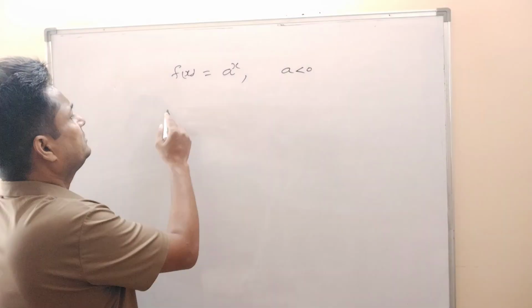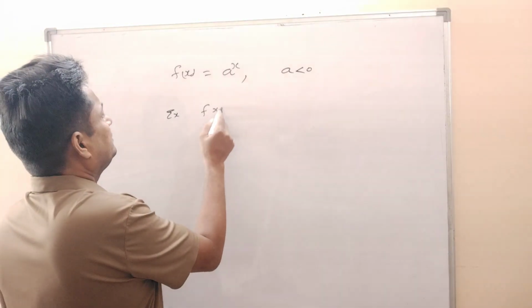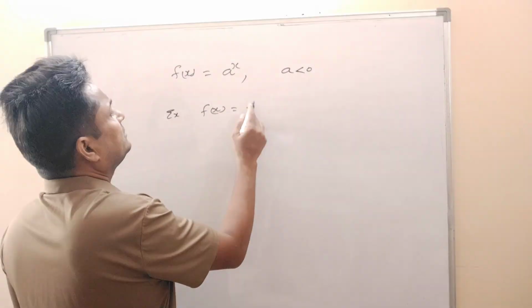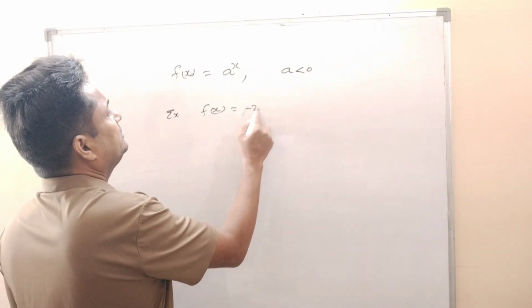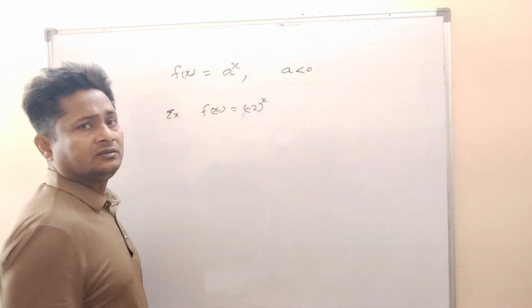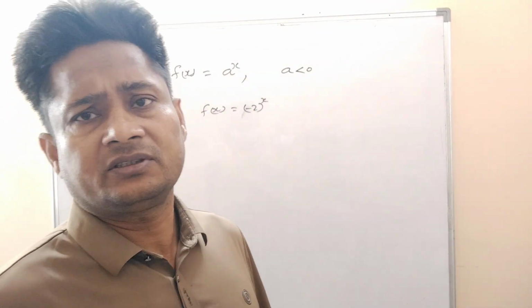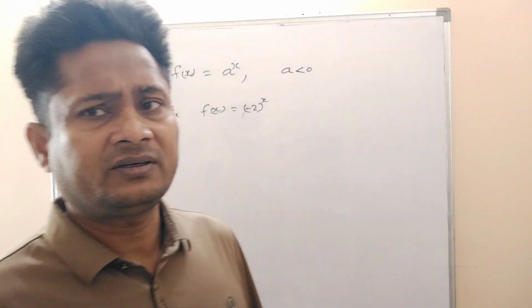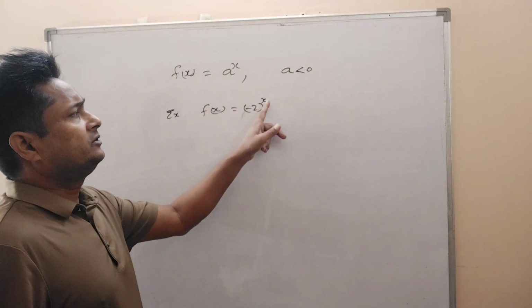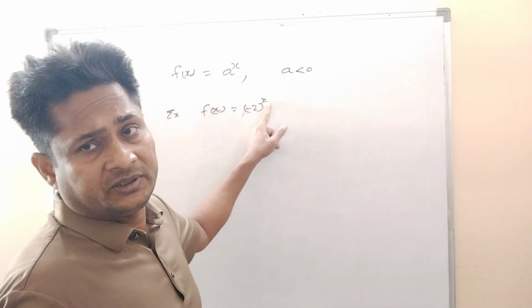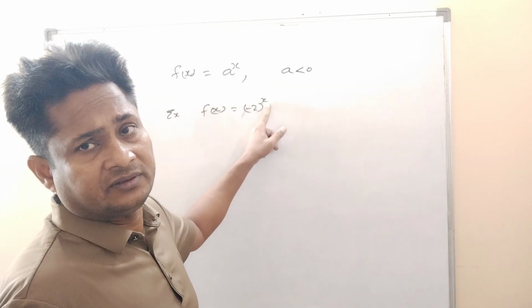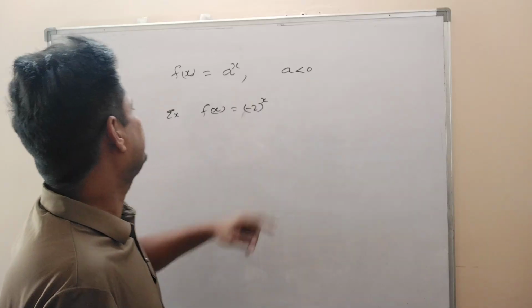So let's take one example here: f(x) = (-2) to the power x. What will be the graph of this one? This will not have a continuous graph. It will have a different orbit pattern graph. For some values of x it will be defined, and for some values of x it will not be defined.